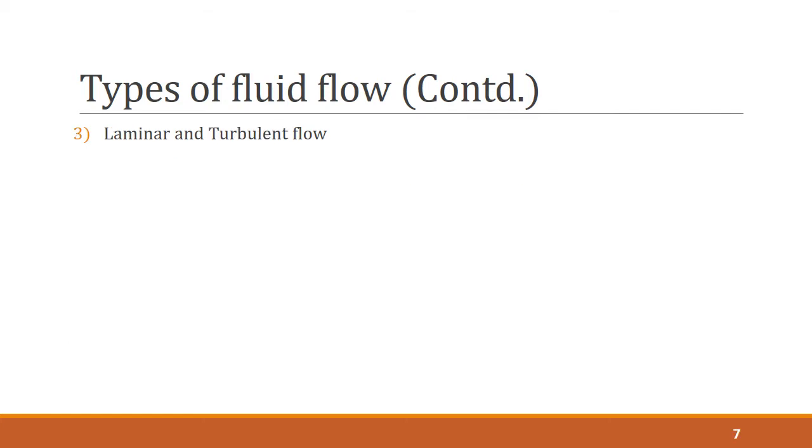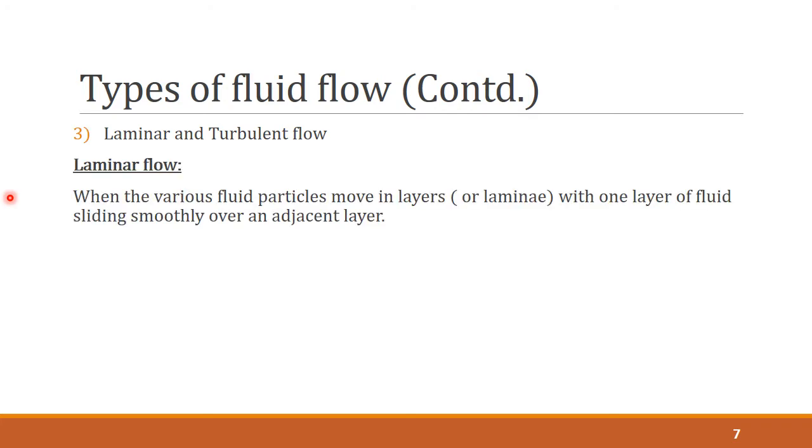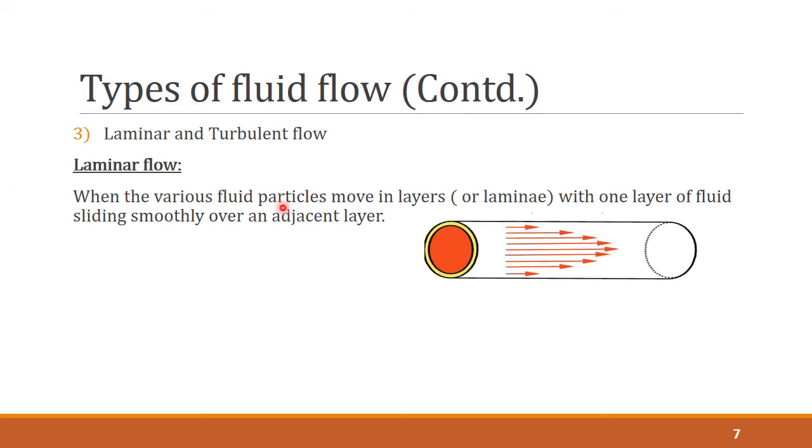Next, we move on to laminar and turbulent flow. This is one of the known ones. You might have even discussed this while you were at school. Laminar flow is when the various fluid particles move in layers or laminae, with one layer of the fluid sliding smoothly over an adjacent layer. So you can see here that the fluid particles are moving smoothly one layer over another, very, very smoothly. That is known as laminar flow.